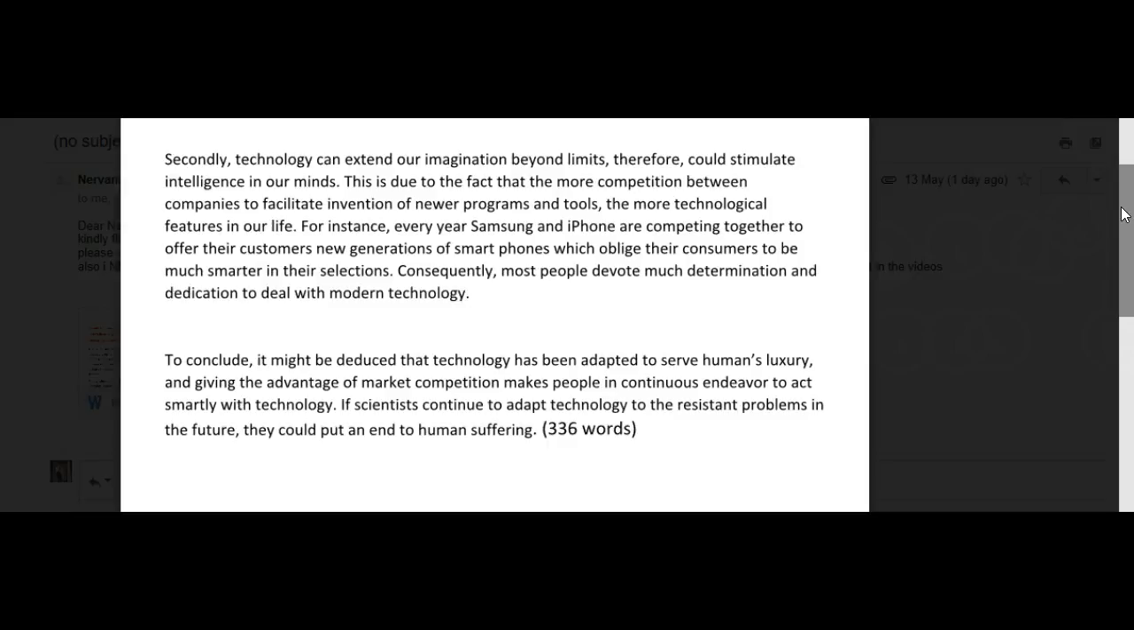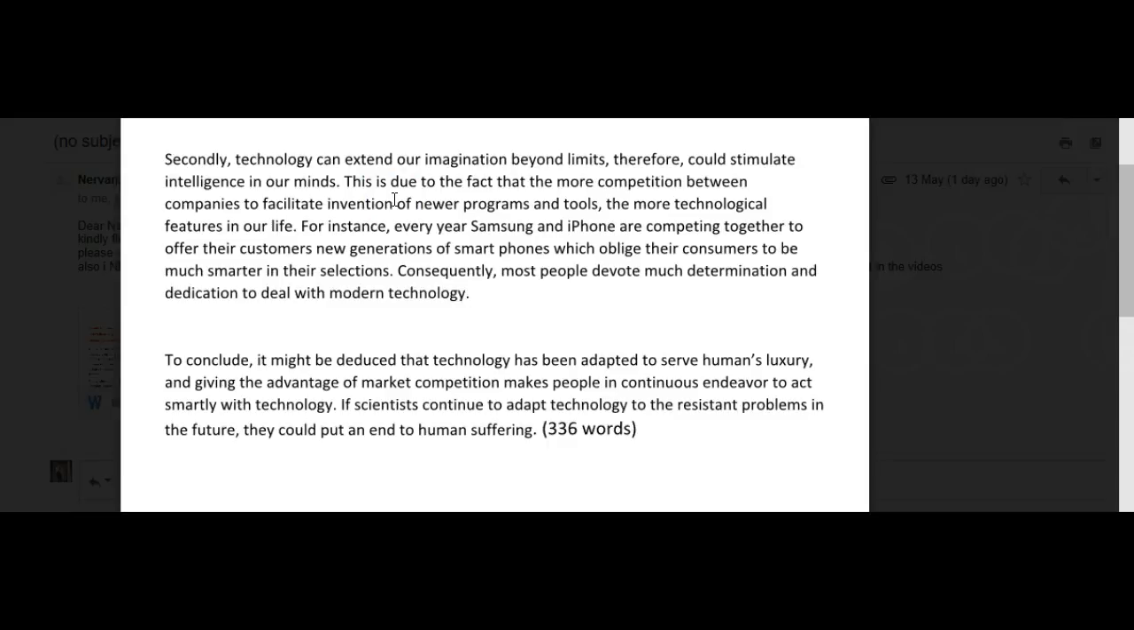Secondly, technology can extend our imagination beyond limits. Therefore, it could stimulate intelligence in our mind. This is due to the fact that the more competition between companies to facilitate inventions of newer programs and tools, the more technological features in our life. Okay, nice.